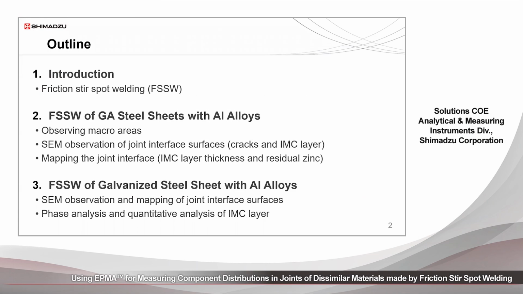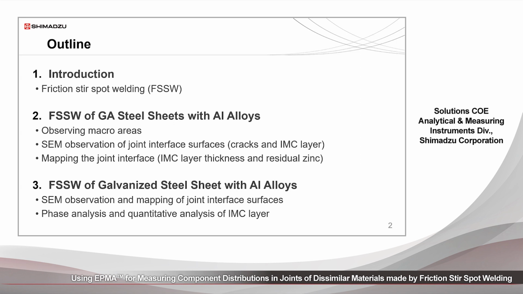We will start with a brief outline. First, we will cover the concept of friction stir spot welding. After that, we will do two different examples of friction stir spot welding. One is of galvanized steel sheets with aluminum alloys. We will make observations using the SEM capabilities, or the microscopy capabilities, of the EPMA.